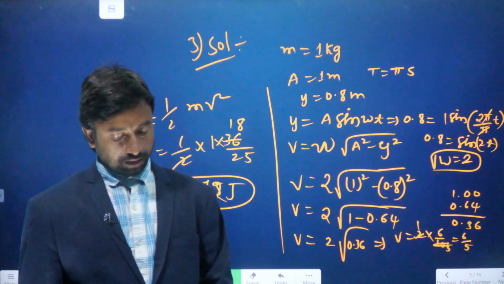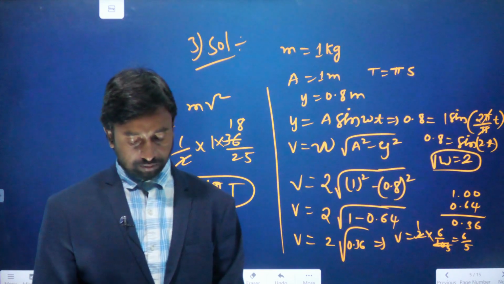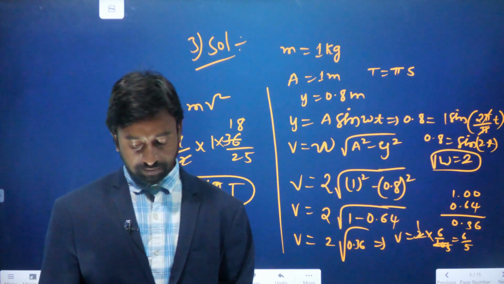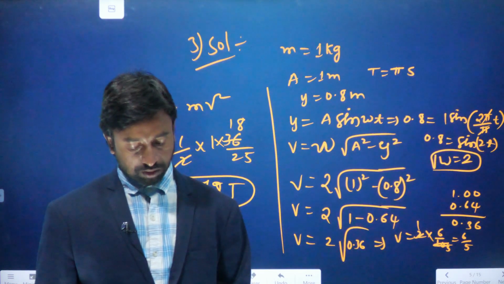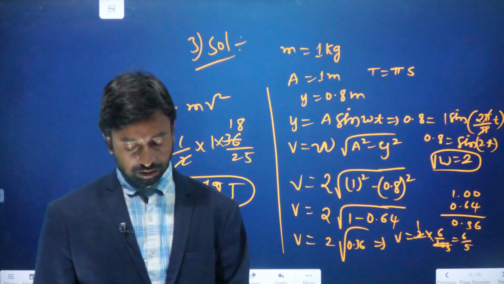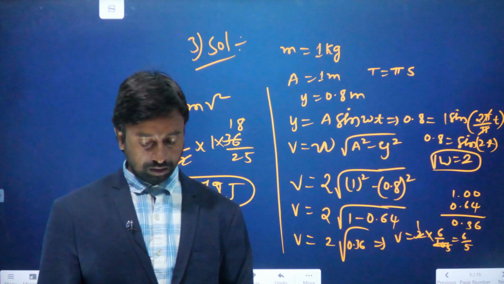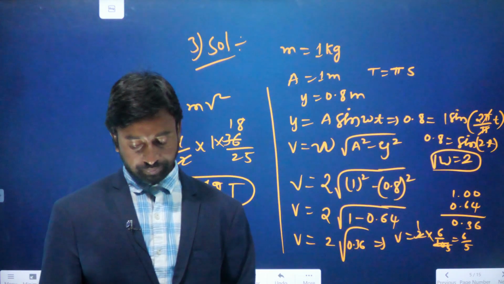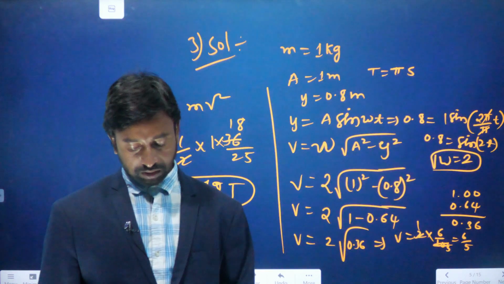The fourth one is given: a particle performing linear SHM has its kinetic energy 2 times the potential energy at a position A, and its potential energy is 2 times the kinetic energy at another position B. Find the ratio of potential energy and kinetic energy.